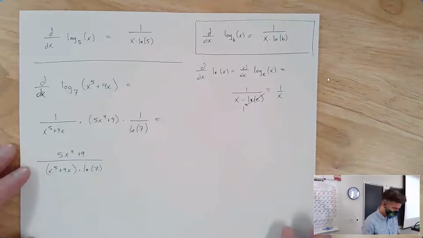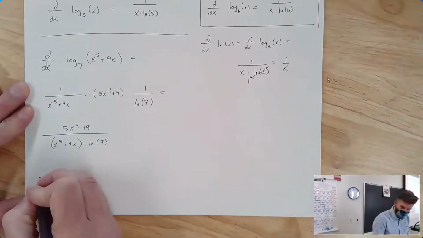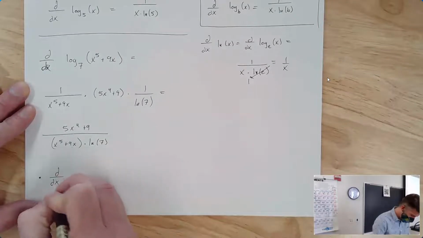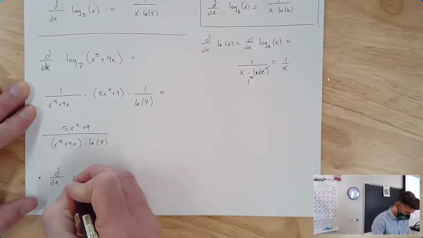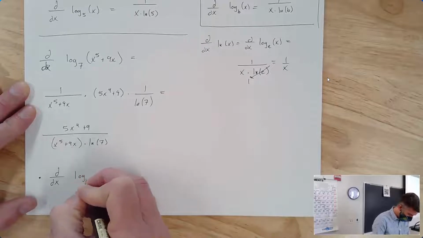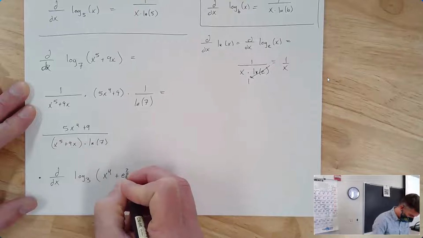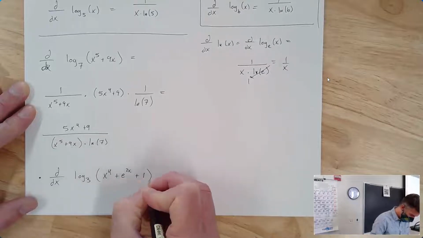So why don't you guys try this one? Why don't you guys try finding the derivative of log base 3 of x to the 4th plus e to the 2x plus 1.